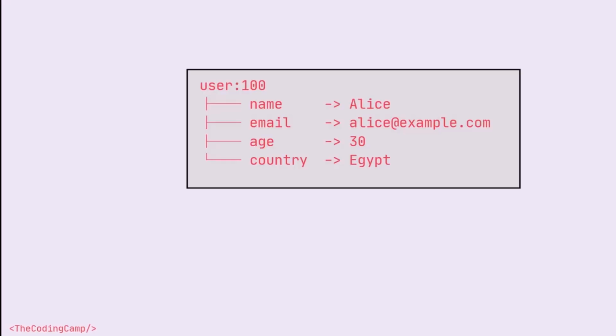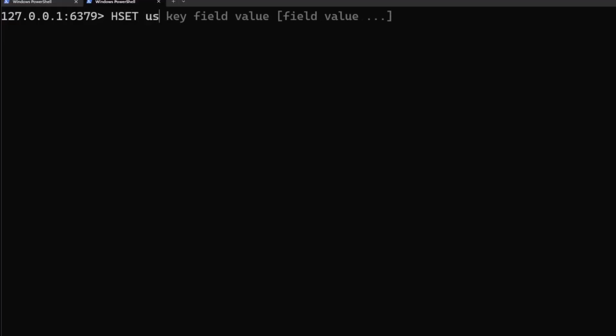A Redis hash is a collection of field value pairs stored under a single key. If you're coming from Python, you can think of it like a dictionary. If you're familiar with JavaScript, it's similar to an object. Instead of storing one value for a key, we can store multiple fields inside it. Visually, it looks like this. Notice that everything belongs to the single key. This keeps related data together and makes it much easier to manage. This is the command for storing values in a hash. Let's create our first user.